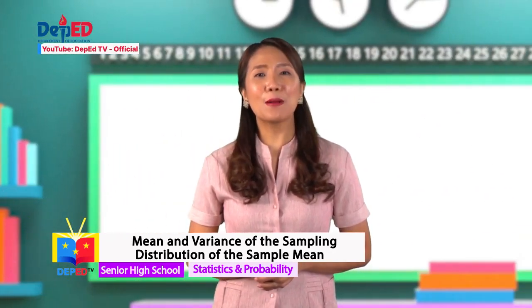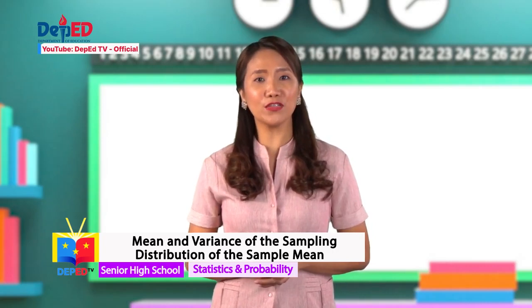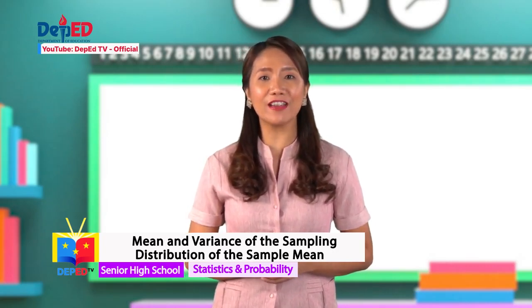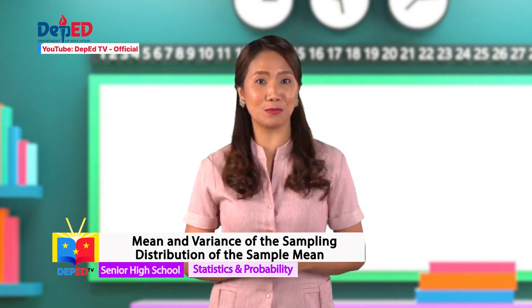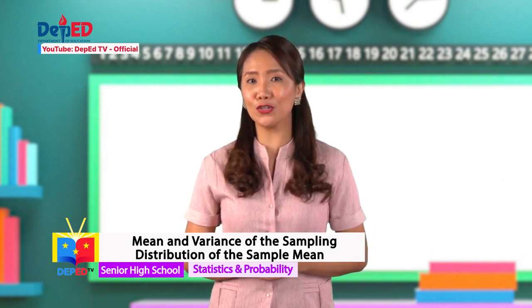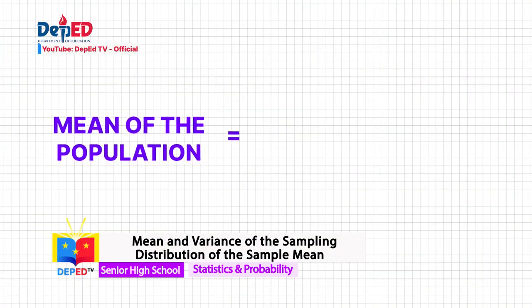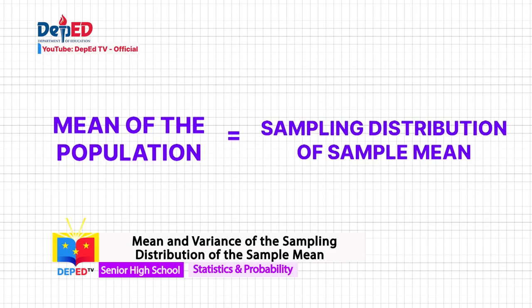Today, be ready to explore the mean and variance of the sampling distribution of the sample mean, as well as diving into defining the sampling distribution of the sample mean for a normal population. We know that the mean of the population is equal to the mean of the sampling distribution of the sample mean.